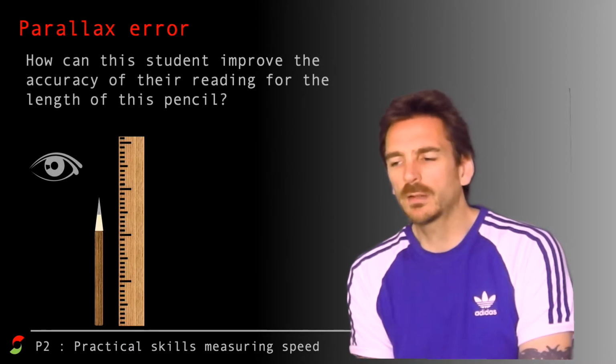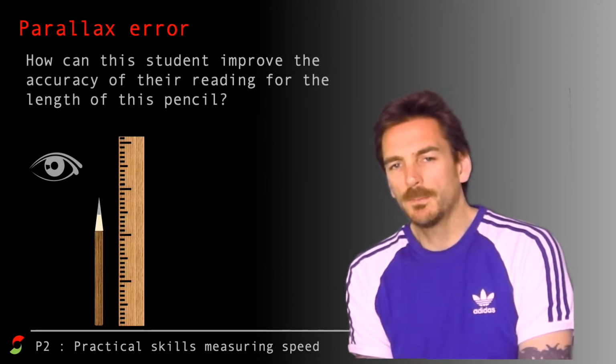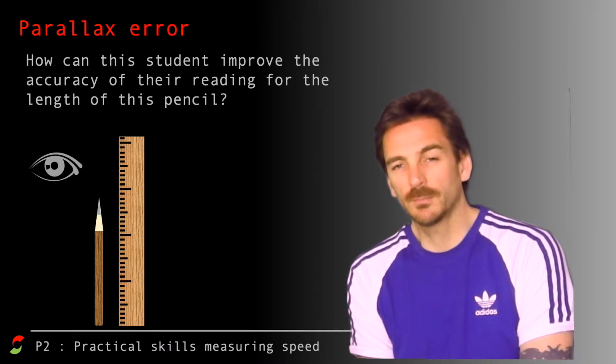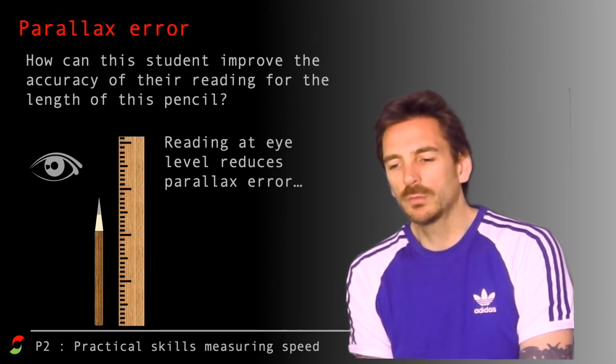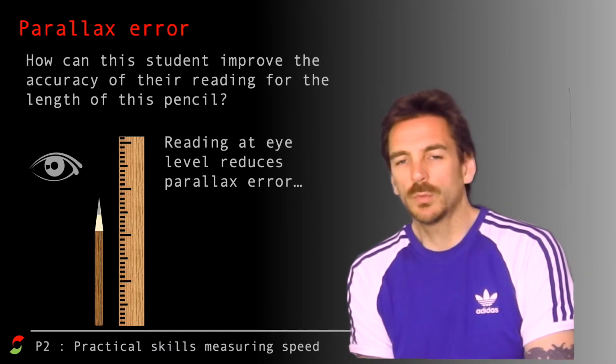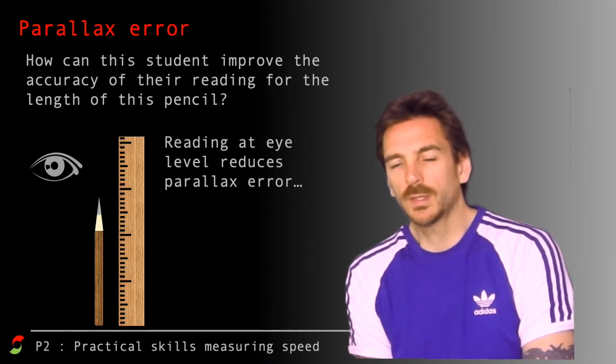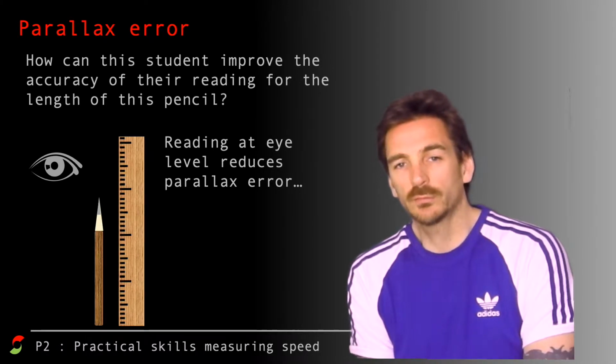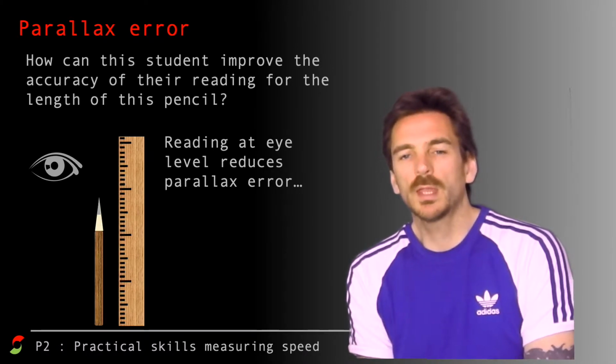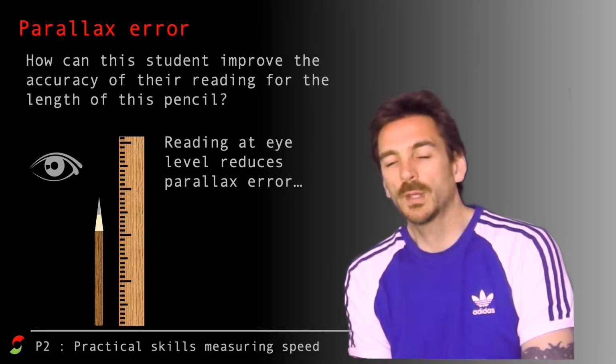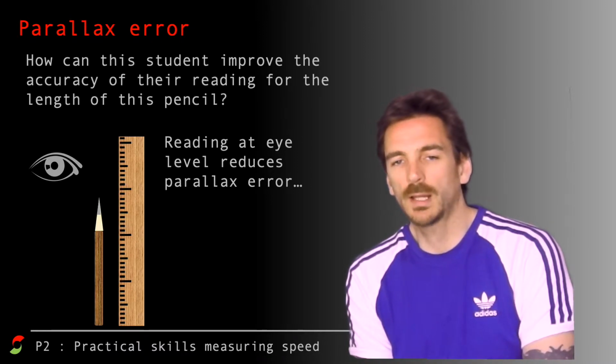So let's have a look at parallax error to start off with. And parallax error is something that comes up a great deal when talking about uncertainties in physics. So here we've got an example where a student is reading the length of a pencil and being asked how could they improve the accuracy of this by reducing the parallax error.